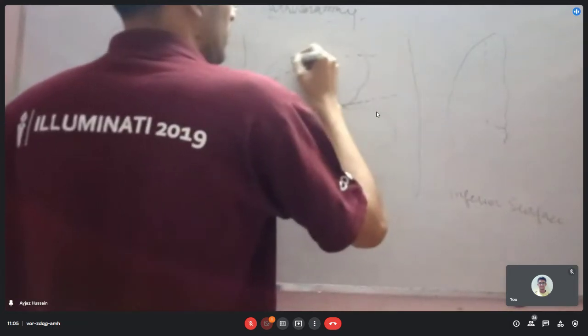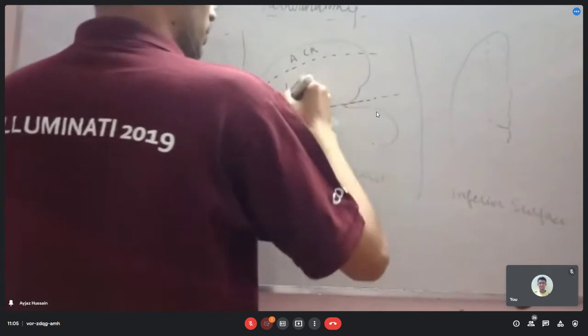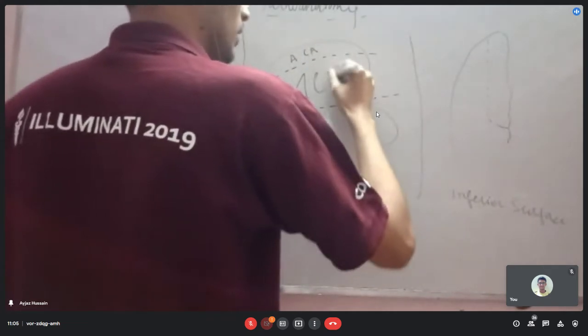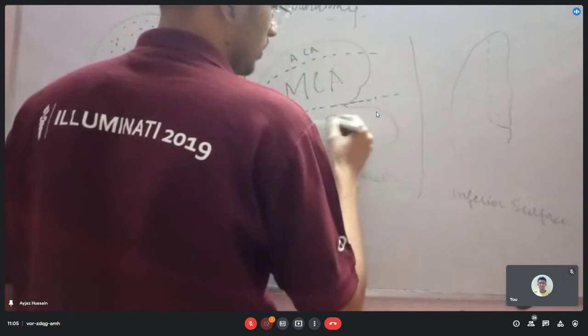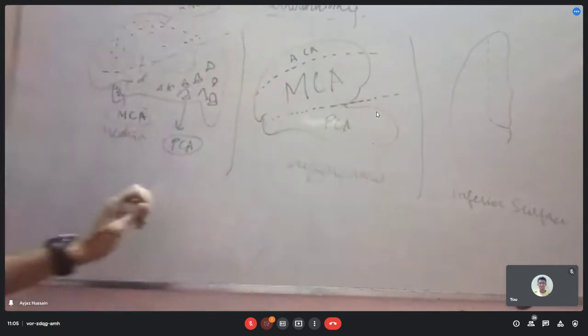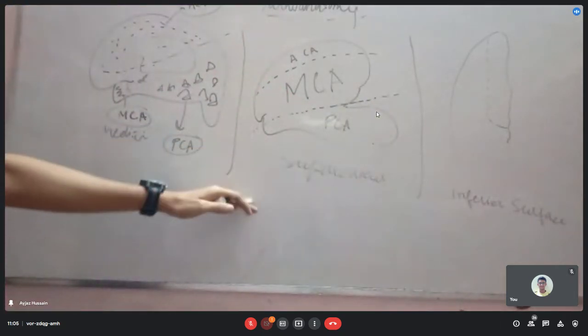A small part will be supplied by the anterior cerebral artery. The predominant part will be supplied by the middle cerebral artery, and a small part will be supplied by the posterior cerebral artery. So this is the supply on the superior lateral surface.